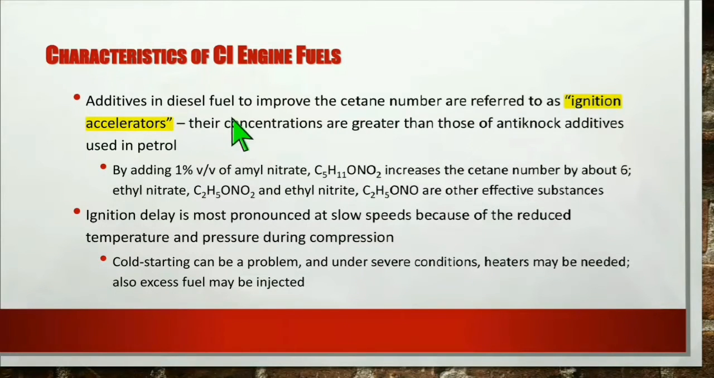Additives in diesel fuel to improve the Cetane number are referred to as ignition accelerators. Their concentrations are greater than those of anti-knock additives used in petrol. Adding 1% of amyl nitrate, C5H11ONO2, increases the Cetane number by about 6. Ethyl nitrate C2H5ONO2 and ethyl nitrite C2H5ONO are other effective substances.